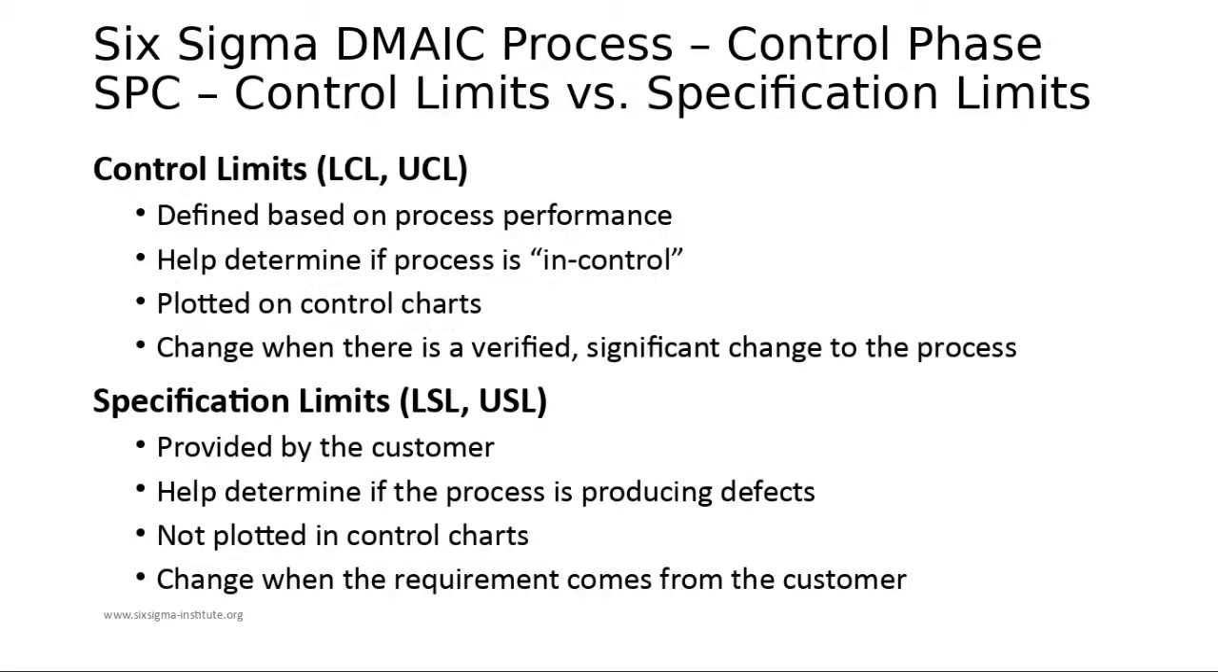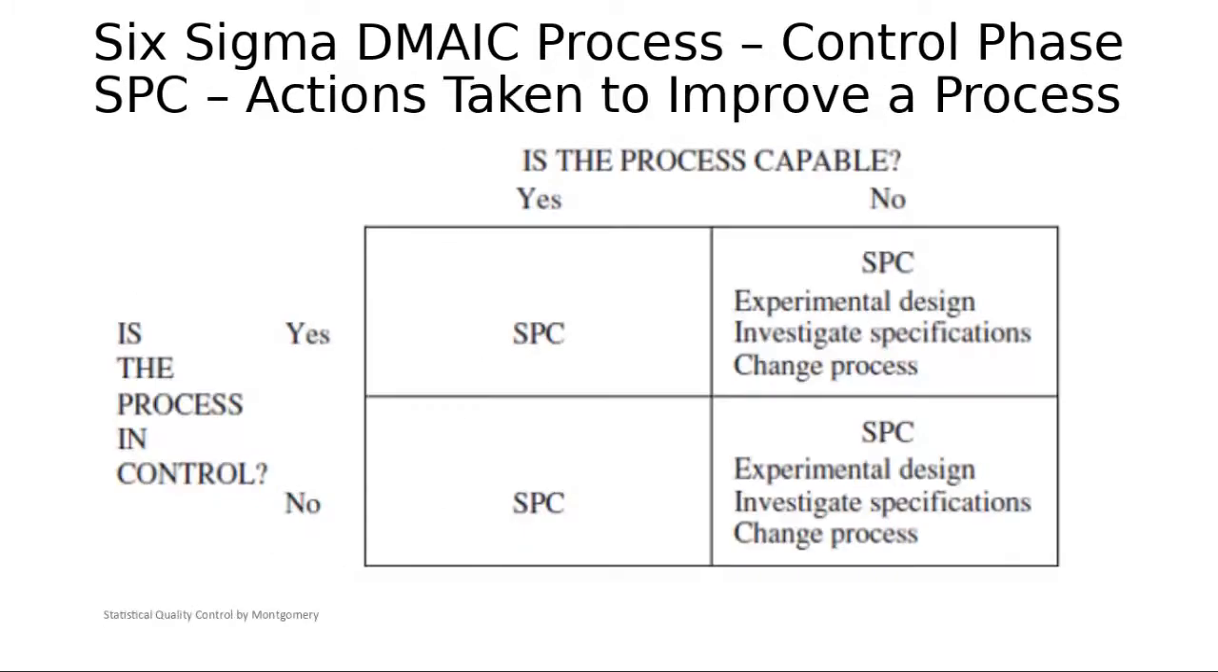Control charts, as we said, have upper control limits, lower control limits, specification limits, and if the process is in control, you decide whether you use SPC or the design of experiment. Experimental design, by the way, is also one of the control phase tools that is covered in a separate course, which is IE 242. And here it just shows you whether the process is in control or not, and whether the process is capable or not capable.